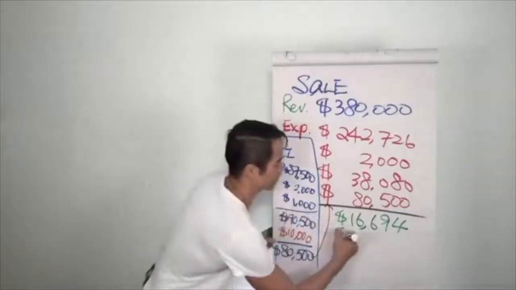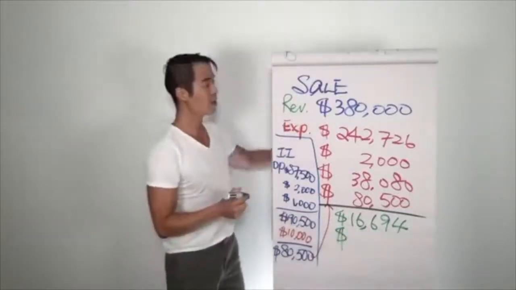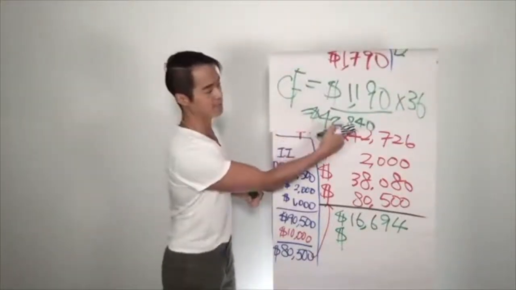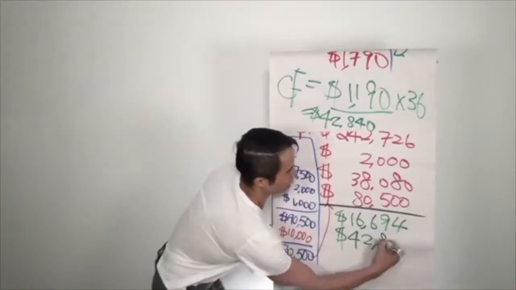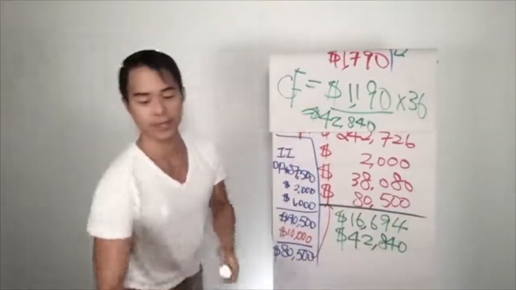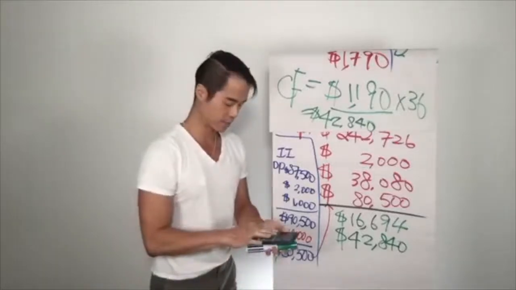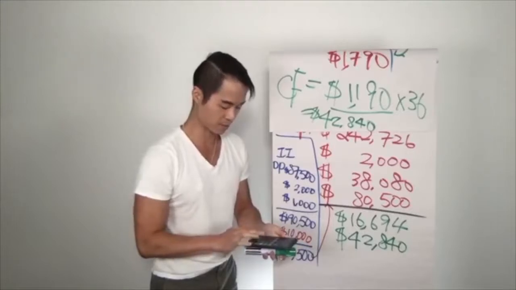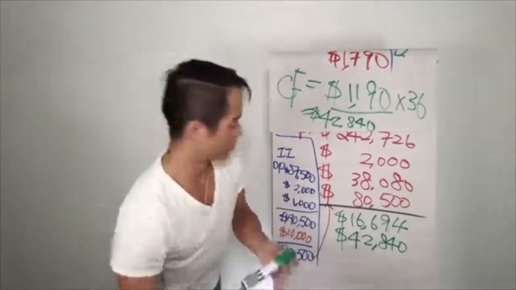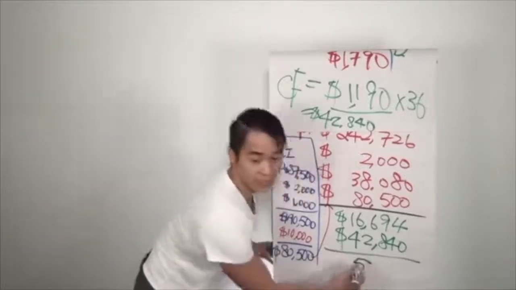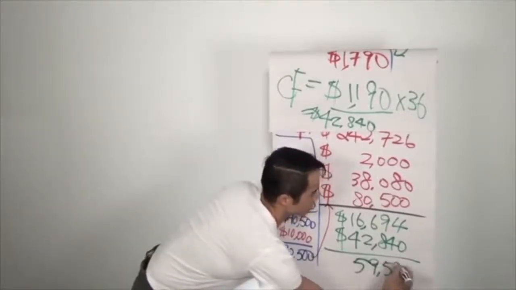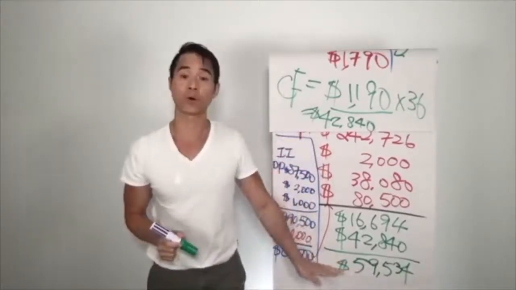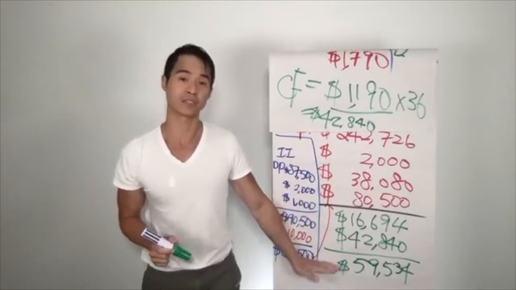So $16,640. Let's look at the total profit that was actually made from this deal overall. So let's not forget to add this back in, okay? $42,840. What it'll give us is $59,534 here. That number represents the total profit that we have from this entire deal.